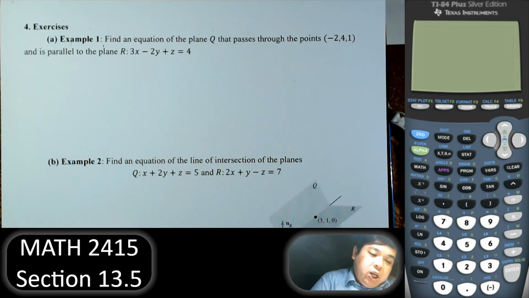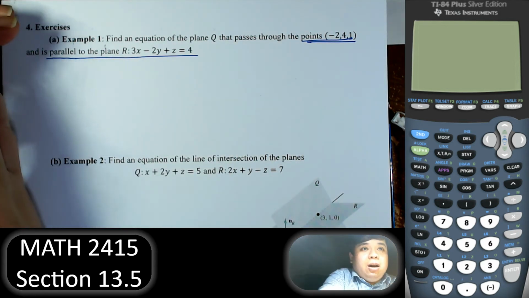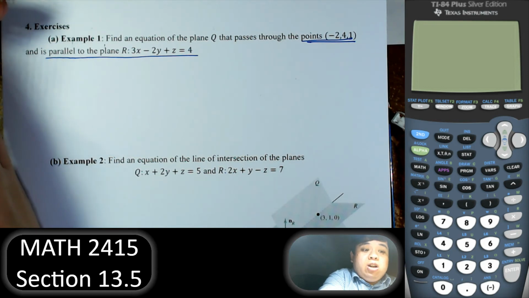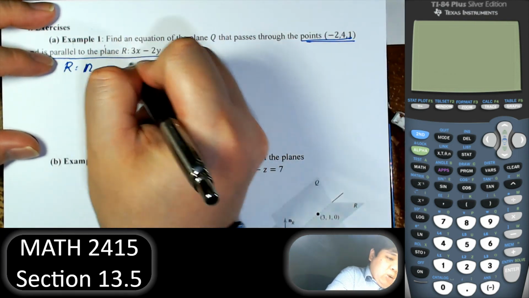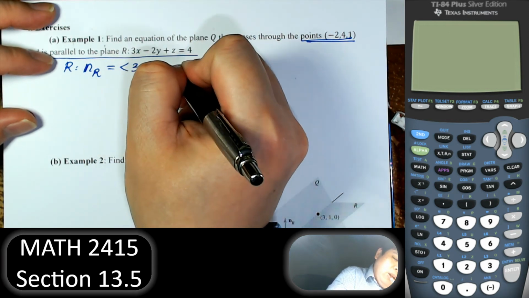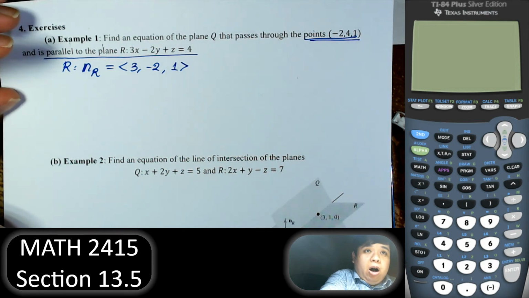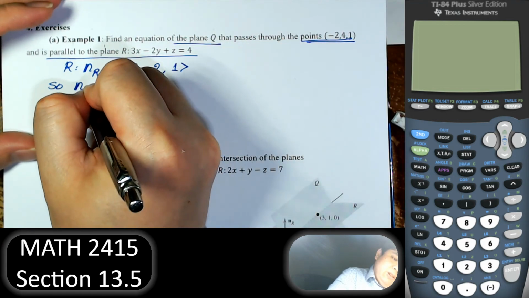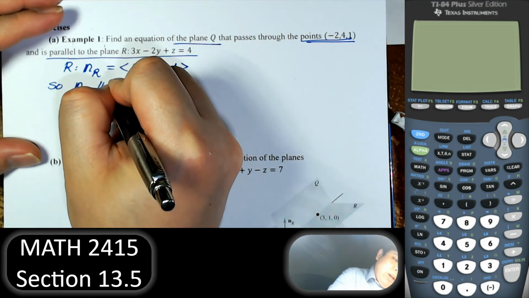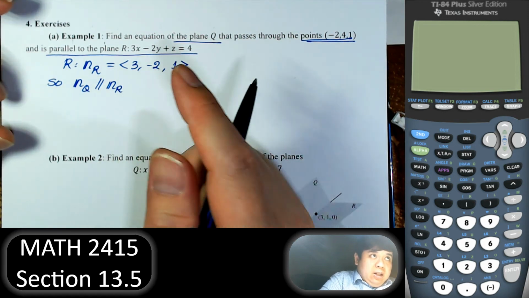Next, find the equation of the plane Q that passes through the point -2, 4, and 1. So suddenly we have a point here, which is good. And then it is parallel to this plane. Now, if it's parallel to that plane, the normal vector will be parallel as well. So for the normal vector of the plane R, we extract the coefficients here, 3, -2, and 1. Parallel planes have parallel normal vectors. So the normal vector for the plane Q is parallel to NR. So we can use this vector, or any multiple of NR is fine.